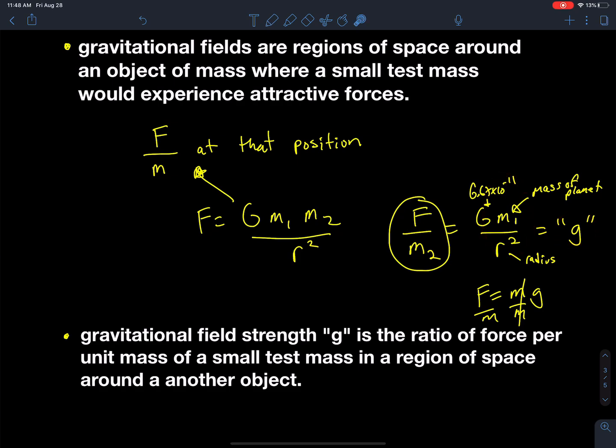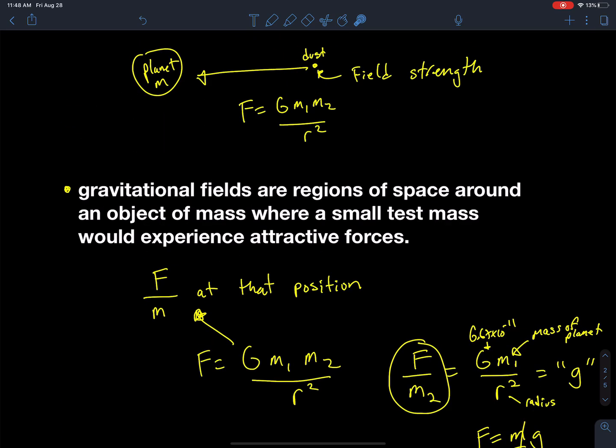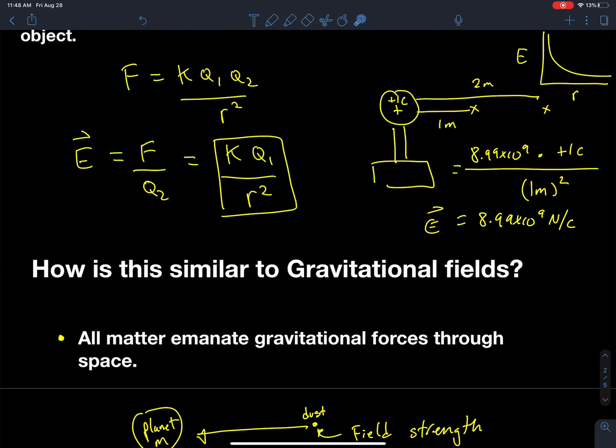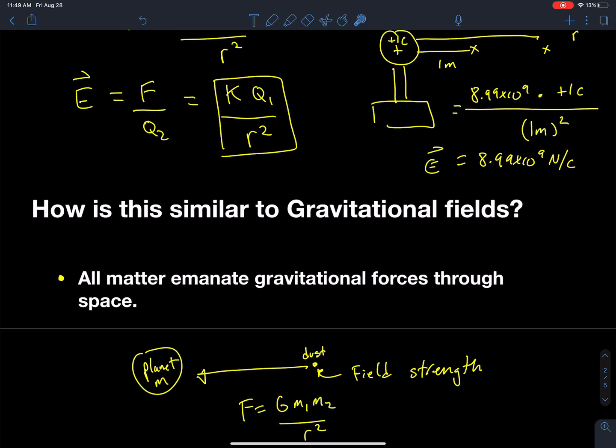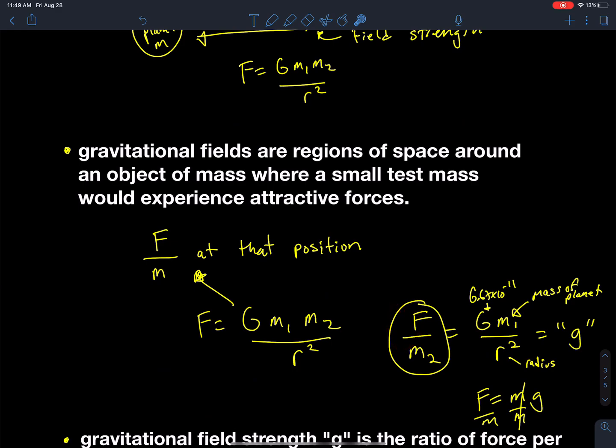So we can calculate the gravitational field strength at a position on the surface of a different planet, such as Mars or Venus. We would use this formula, which is g. So it's the same thing. It's the ratio of force per unit mass, whereas electrostatic fields or electric fields are force per unit charge. So it's very similar, and you have these formulas in your data booklet.